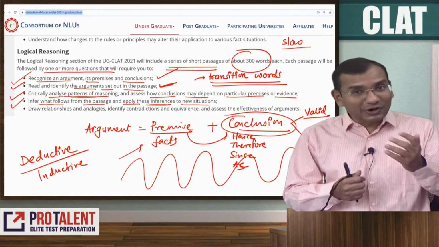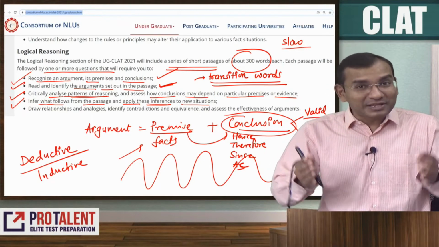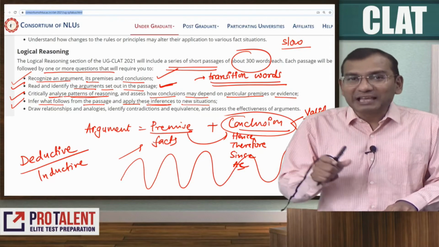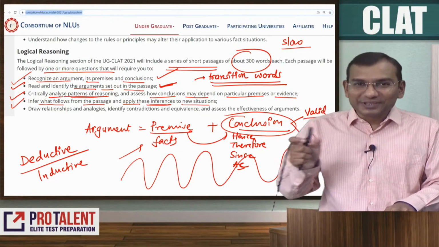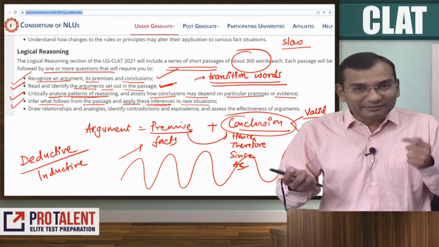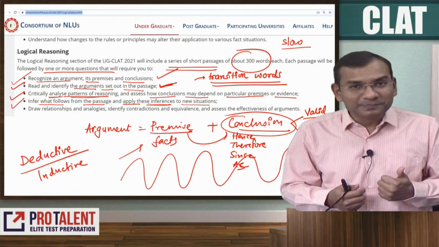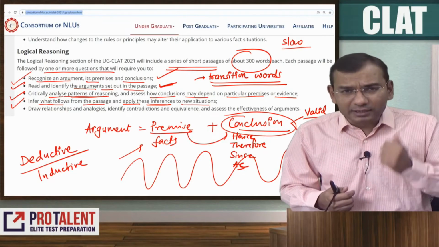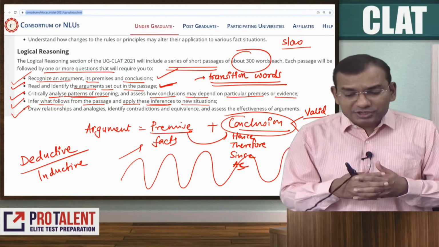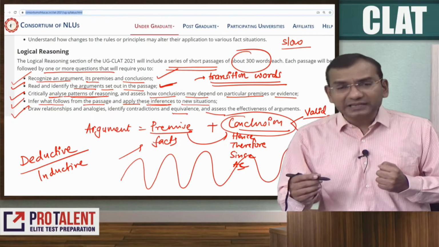Yes or no? Because in the judgment, ठीक है, whatever the Allahabad High Court mentioned, it is freedom of choice of a life partner. ठीक है. Now here freedom of choice of life partner is a very broad term. Can we infer that it is applicable in this scenario, that is, you can say, the same sex marriage? In fact, it is applicable. Okay. Draw relationships, analogies, identify contradictions, equivalence, assess the effectiveness of the argument.